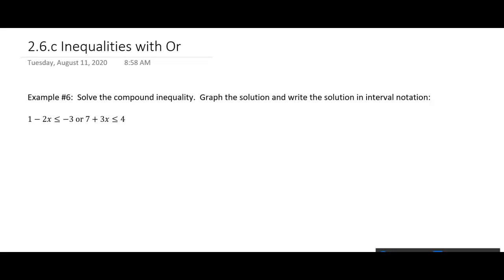We're trying to solve for x, so I'm going to subtract 1 from both sides. Negative 2x is less than or equal to negative 4. And then I'm going to divide by negative 2. And because I'm dividing by a negative, I'm going to have to switch the inequality the other way. And I get this statement, x is greater than or equal to 2.